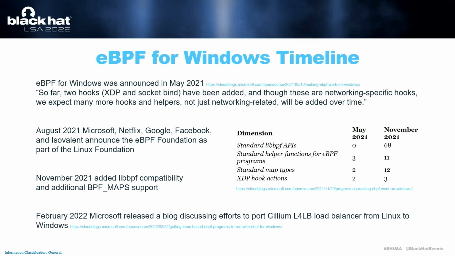So in August, they announced that they had matured some of that code, or I guess it was closer to November, but they had added about 68 APIs that are part of the standard Linux API set for doing eBPF instrumentation. And as of this February, they released their first functioning implementation of a program that runs on top of the Windows eBPF stack, and that was the Cilium Layer 4 load balancer. So from last May until this February, they've more or less implemented a bare minimum viable product for doing eBPF.